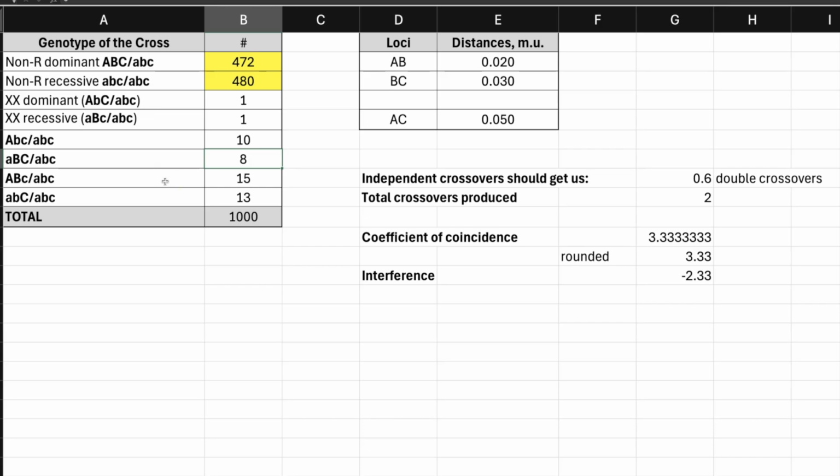Once all of that is entered, you end up with 2 map units and 3 map units. So that's your example of something a little more complicated. Interference here is negative because the number of double crossovers is greater than what we expected because the genes are so close together. That happens.